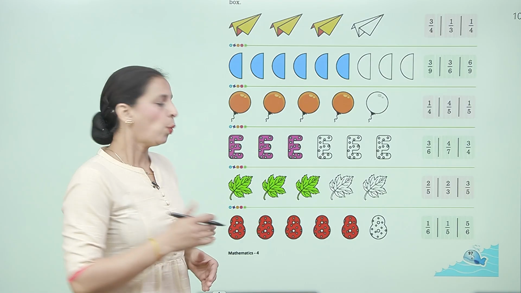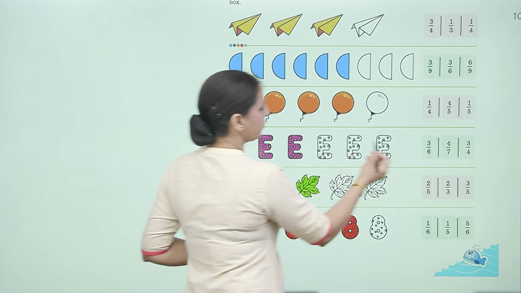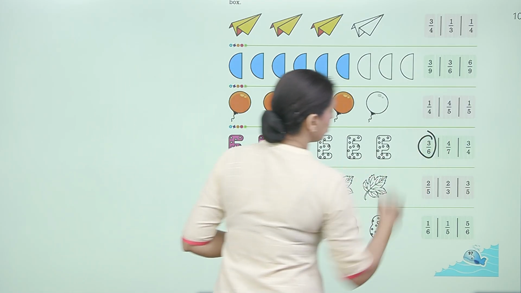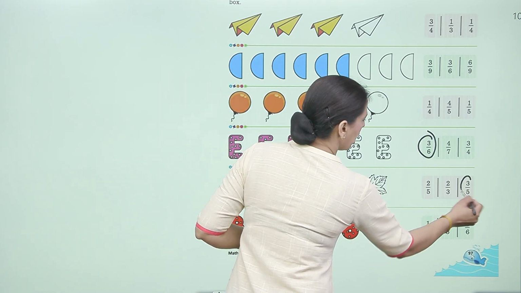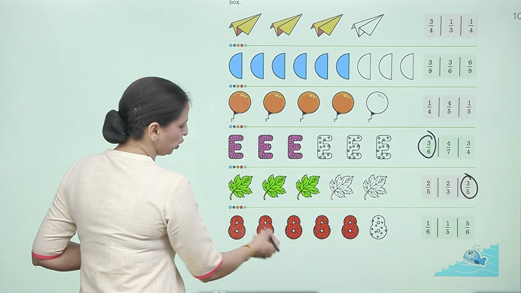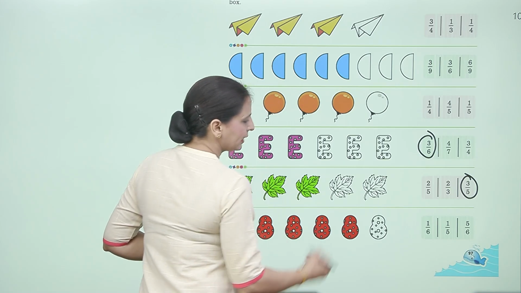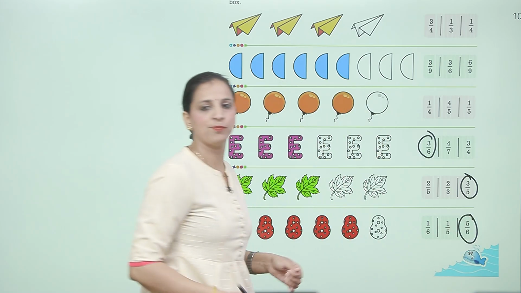Now next is 1, 2, 3, 4, 5, 6 and 3 are colored, that is 3 by 6. Then 1, 2, 3, 4, 5, total 5 and 3 are colored, that is 3 by 5. Then 1, 2, 3, 4, 5, 6, and 5 are colored, that is 5 by 6.